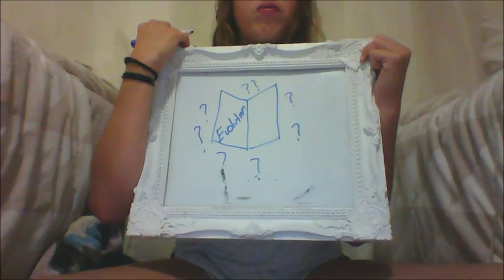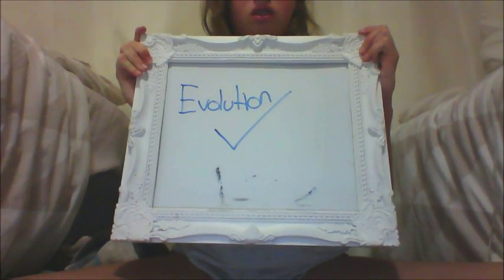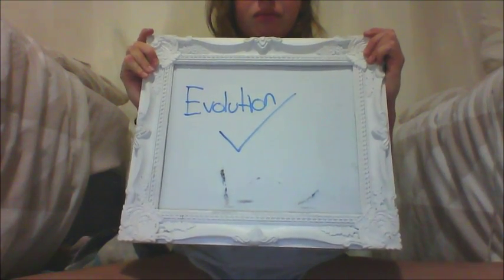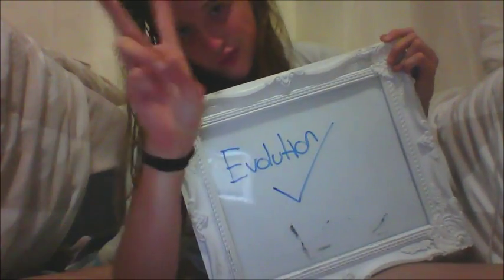In conclusion, living organisms have descended with changes from species that lived before them. Natural selection explains how this evolution has happened throughout history. So that is evolution.